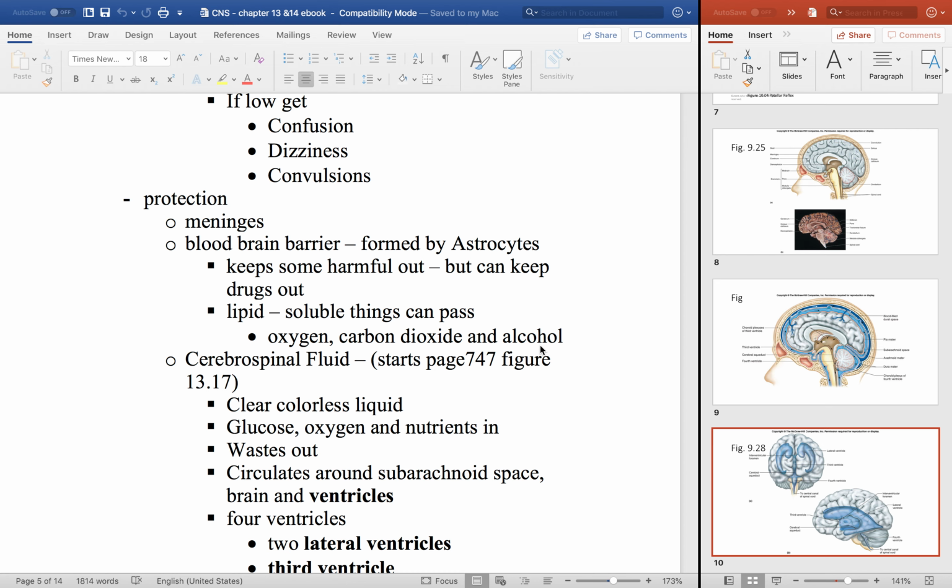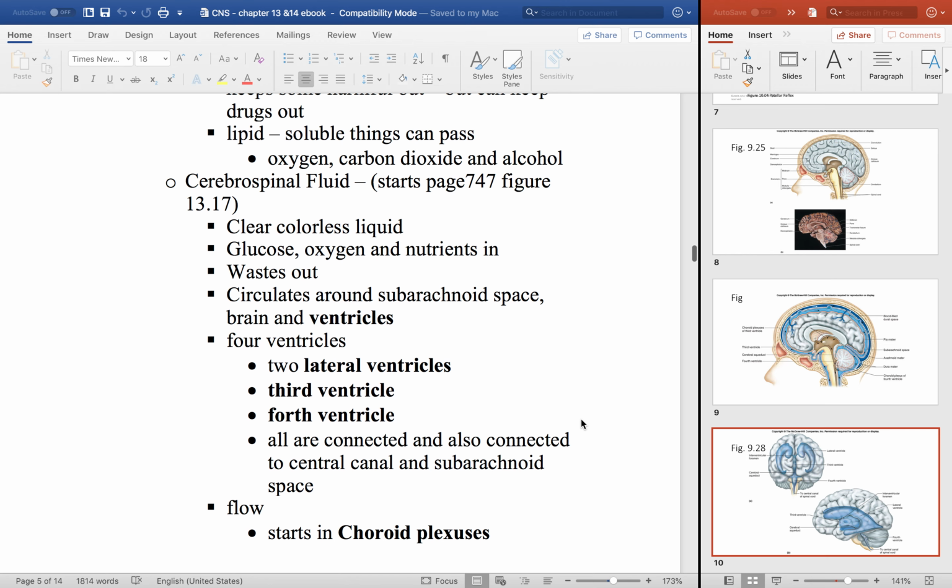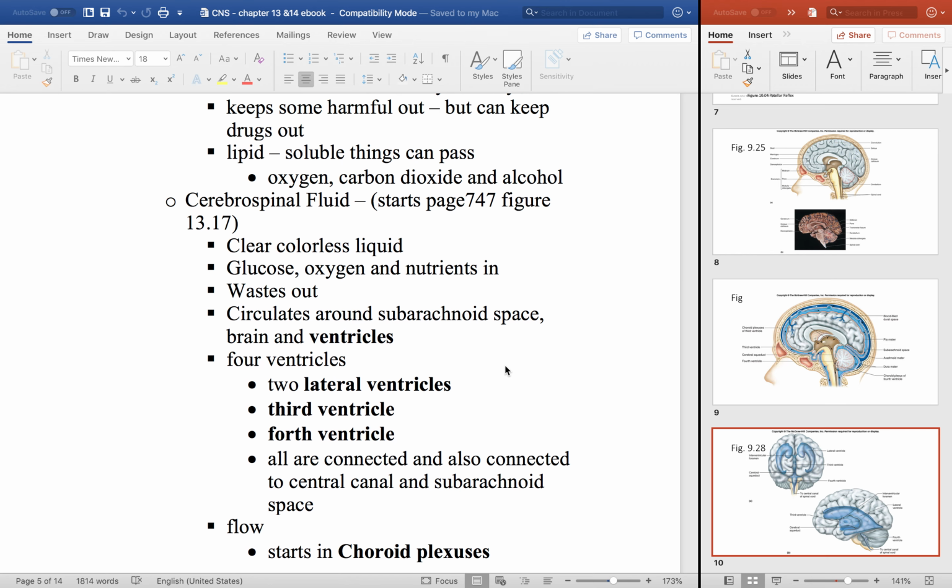So that explains why it affects the nervous system and our brain so much whenever we drink alcohol. The cerebral spinal fluid that is formed by the epithelial cells in the ventricles is a clear, colorless liquid. Remember, it is a superfiltrate of blood, essentially. So it has glucose and oxygen and the nutrients the brain needs, and it carries the waste out, such as carbon dioxide. Whenever we think about the circulation, it constantly moves around in the meninges and through the brain, so it has a specific pathway.